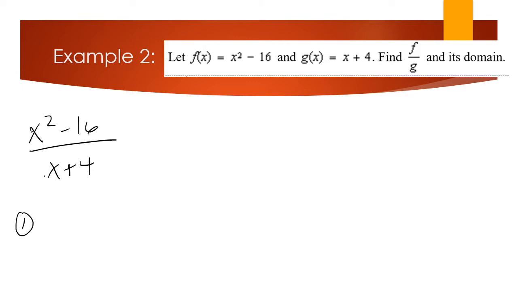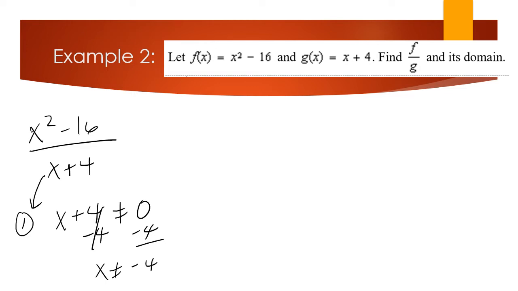So remember, it depends on our denominator. So x plus 4 cannot equal 0. We're going to subtract 4, and we get that x cannot equal negative 4. So we know that it's all real numbers, but x cannot equal negative 4.